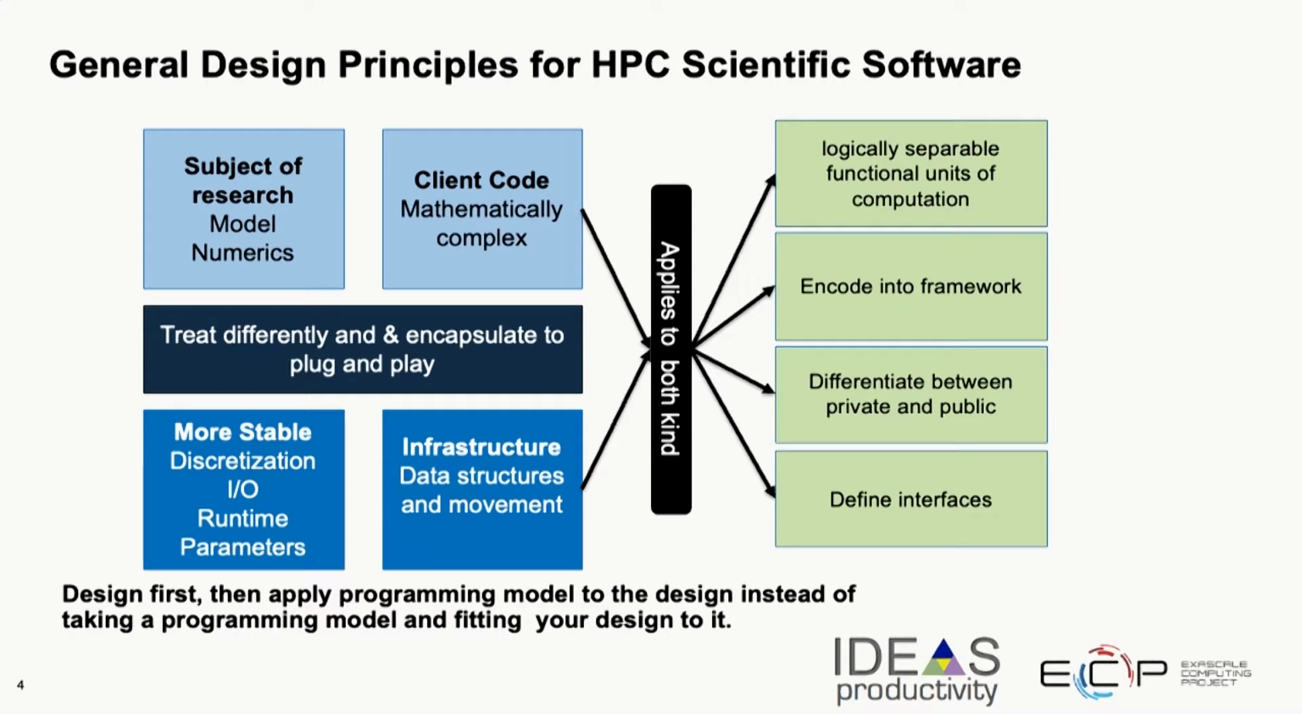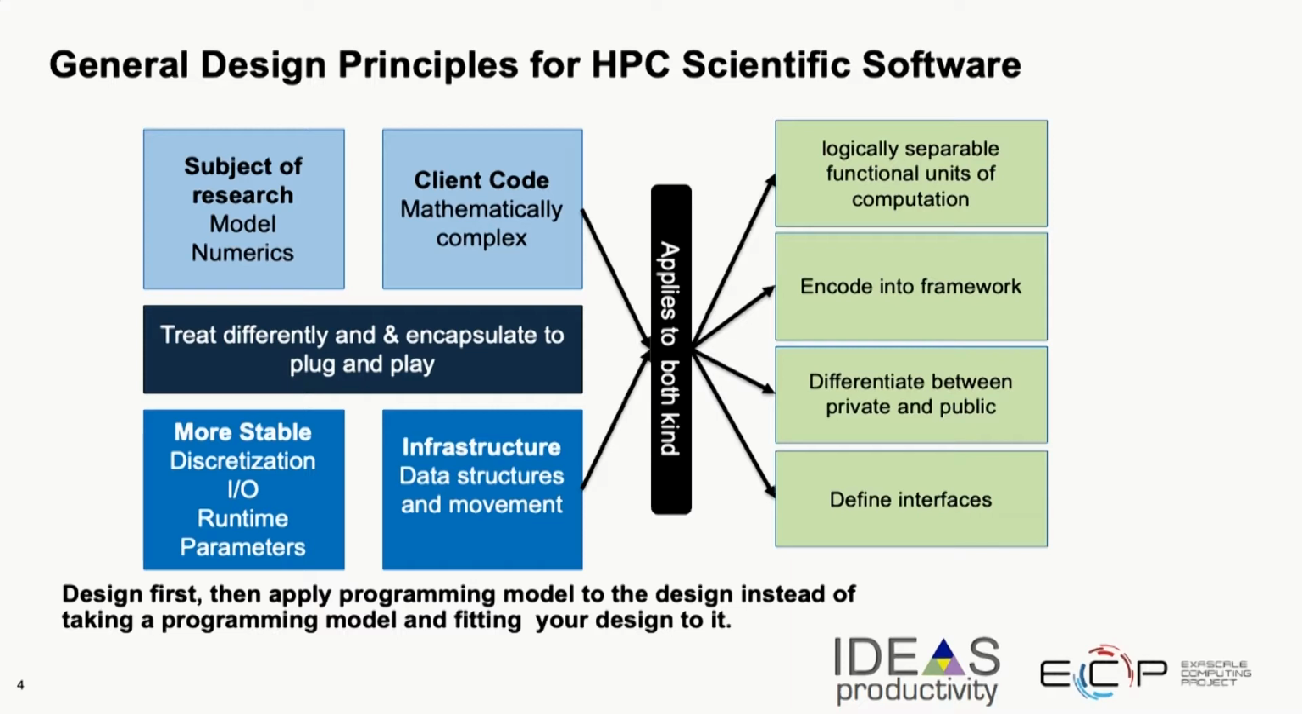But even though you treat them differently and encapsulate them to plug and play, some things apply to both types of code, and that is that you should have logically separable functional units of computation. That should be encoded into a framework. All of the code modules, irrespective of whether they belong to the slow-changing infrastructure or the fast-changing, you should differentiate between private and public. That just makes the maintenance easier in future, and then you should define interfaces for both of them with the thought of how the interoperability between various modules will work.